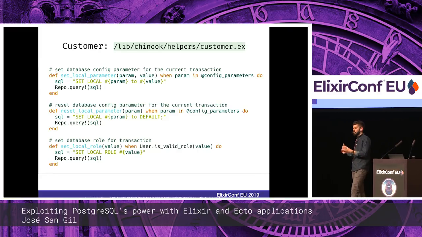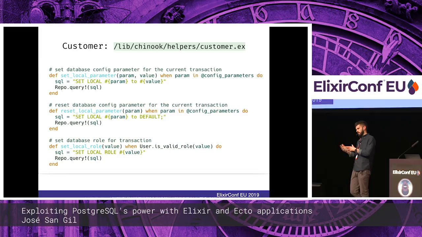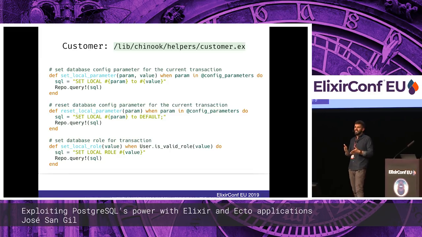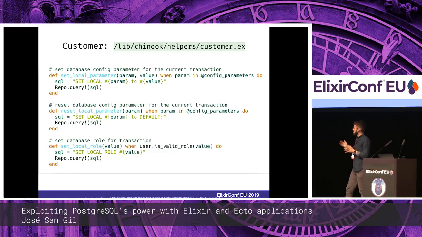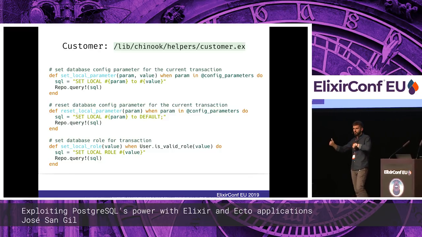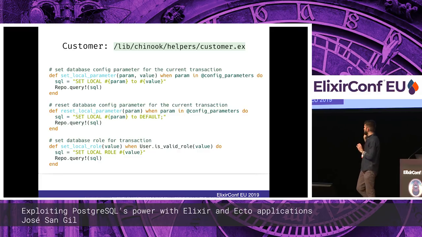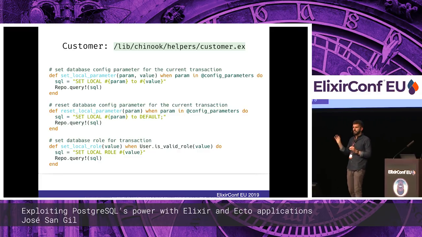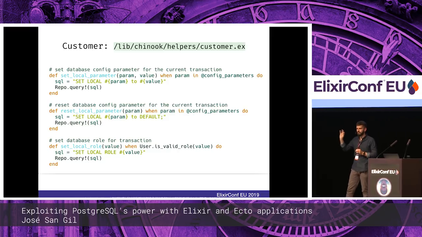Every time you request the database, the Ecto DBConnection pool gives you one of the connections, and those connections translate to Postgres sessions. So every time you open a connection with the database, or a new session, that configuration parameter we defined before, Chinook app user, is set to zero because we said that's the default value.